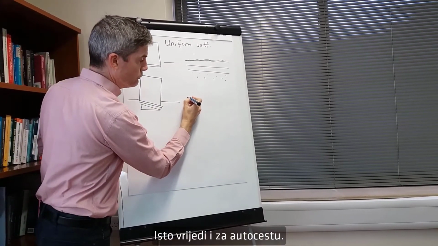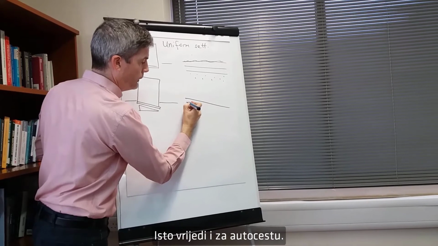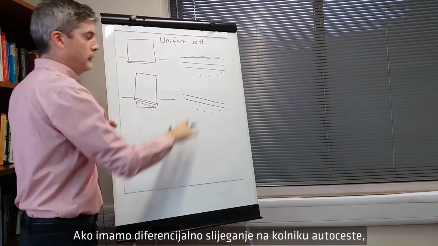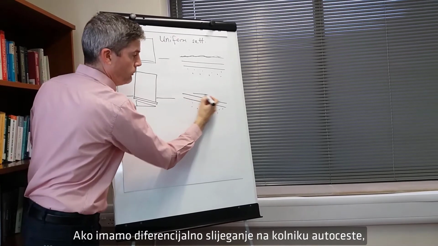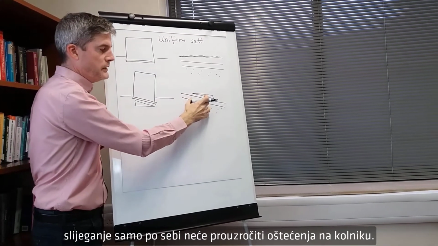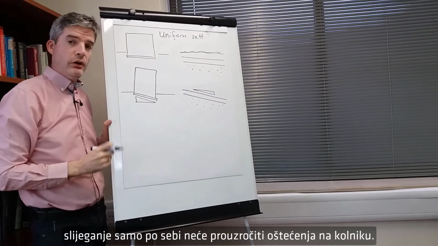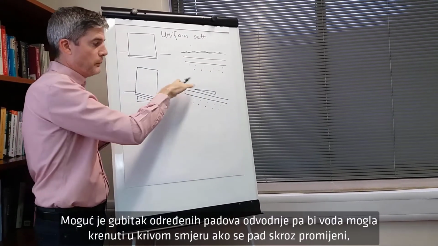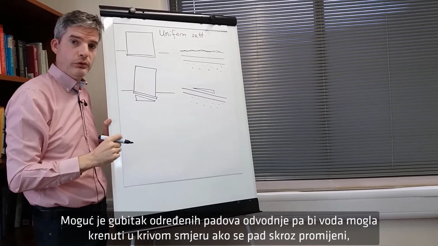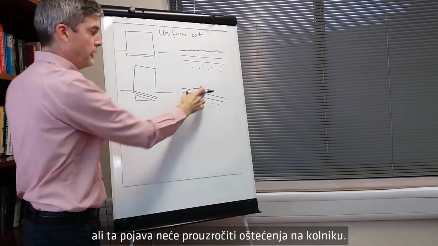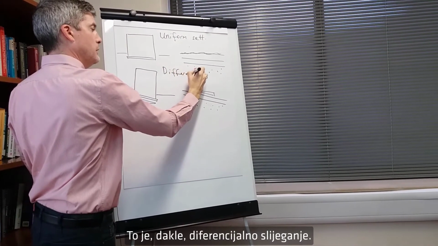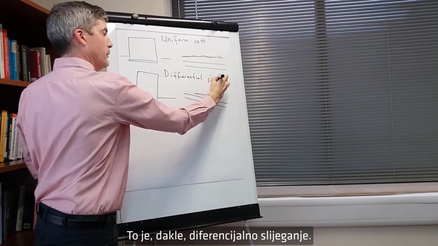There may be some machinery within the building that does not function correctly when there is too much tilt. The same goes for a highway. If we got differential settlement of a highway pavement, that's not going to cause any damage to the pavement surface on its own. You might lose some of the falls for drainage, so the water might flow in the wrong direction if it gets too big, but that's not going to cause damage to the pavement. So that is called differential settlement.